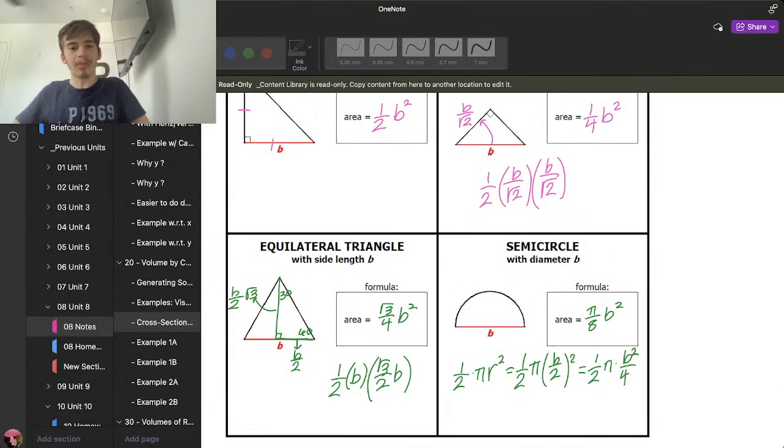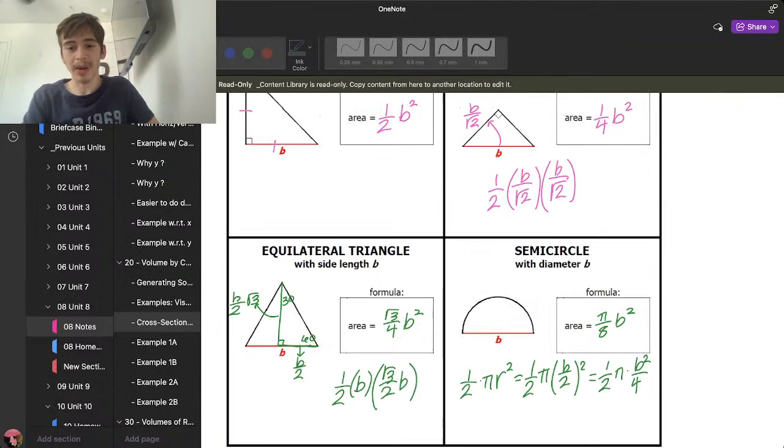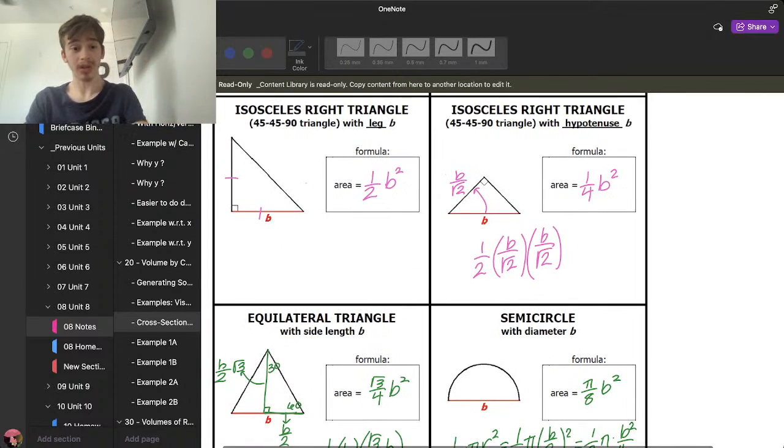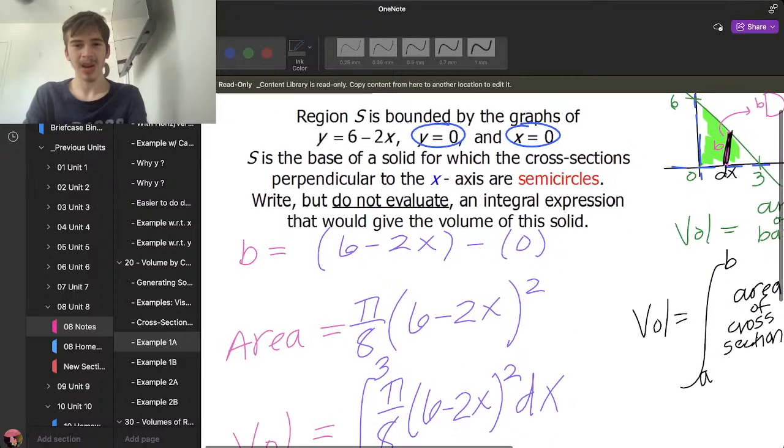Equilateral triangle, side length of b, square root of 3 over 4 b squared. Semicircle with diameter of b is pi over 8 b squared. These are just something you have to memorize. Or not, you could derive them. It's just I don't know if you're going to have enough time to do that on the exam.